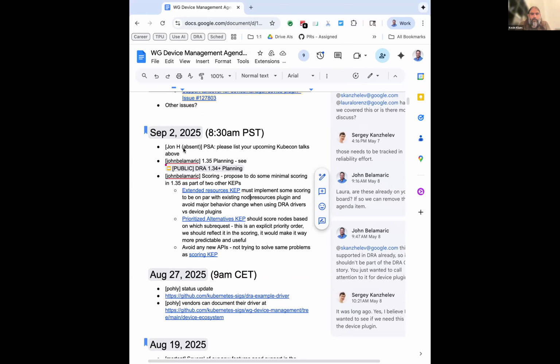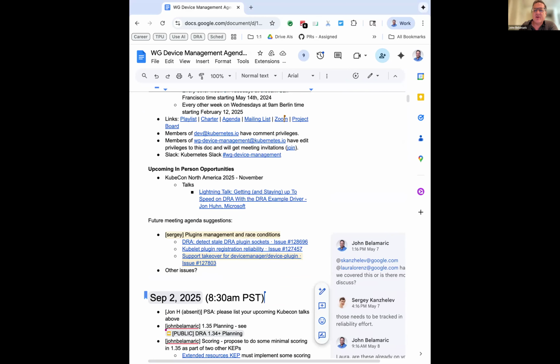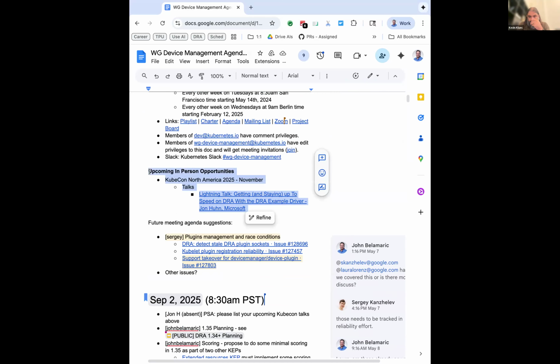It looks like, I guess I'll show the agenda. Okay, so John H. put one item on, which is to put your talks above. We try to keep a little thing up here for things that are coming up where some of us might be there and meet in person. So if you've got talks at KubeCon North America or other events coming up, go ahead and add them up there.